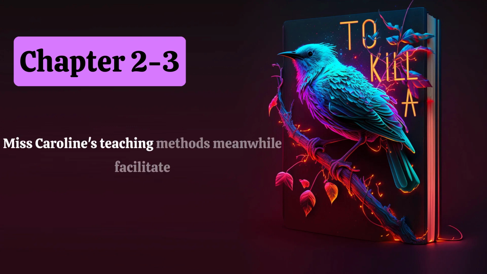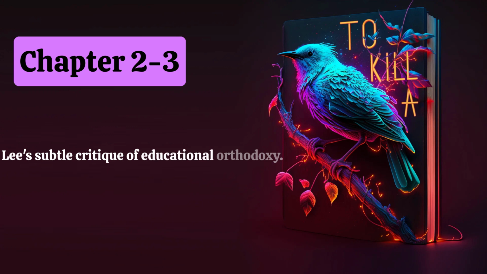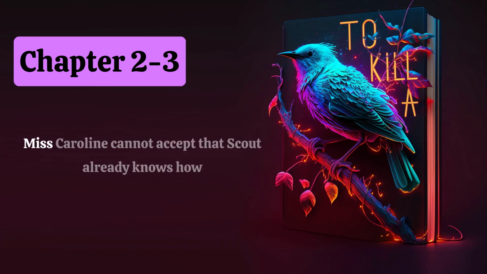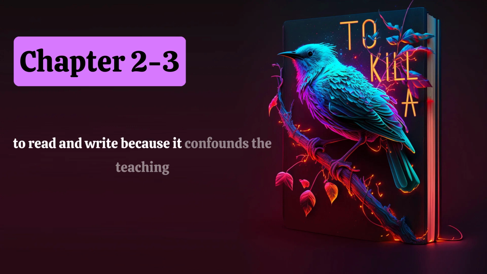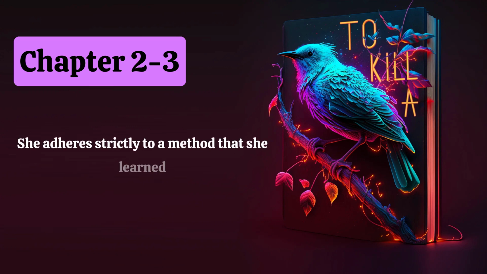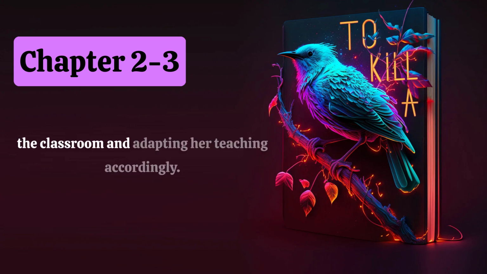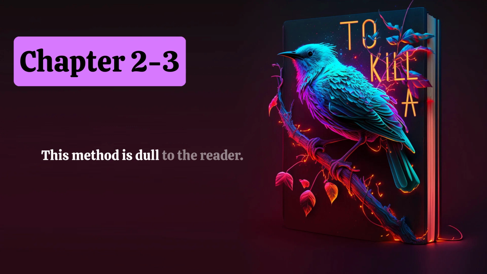Miss Caroline's teaching methods, meanwhile, facilitate Lee's subtle critique of educational orthodoxy. Miss Caroline cannot accept that Scout already knows how to read and write, because it confounds the teaching formula that she has been taught to implement. She adheres strictly to a method that she learned from adults, instead of learning from her experiences in the classroom and adapting her teaching accordingly. To Scout, this method is dull. To the reader, it exemplifies how well-meaning but rigid thinking can fail.